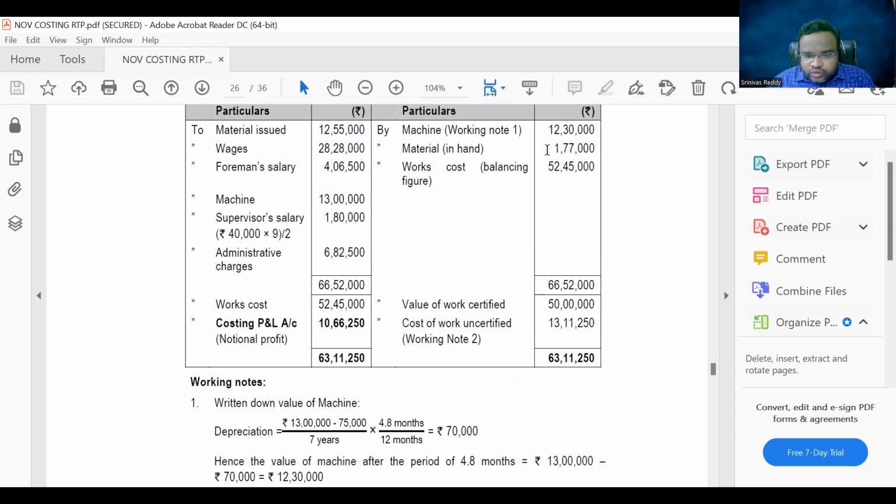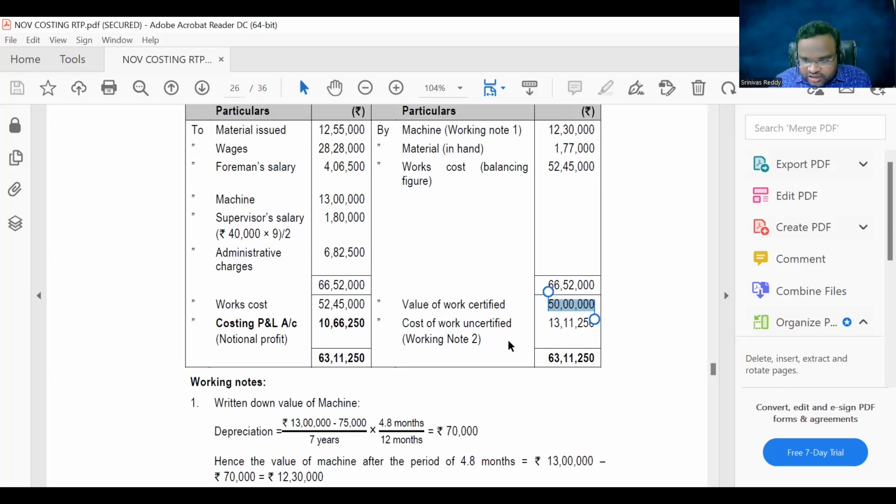So materials, and so ultimately how much is the work cost amount? 52,45,000. Out of this, work certified is 50% of the total contract price. 1 crore into 50%, how much amount? 50 lakhs. Okay. And work certified is including profit. Work uncertified is without profit.